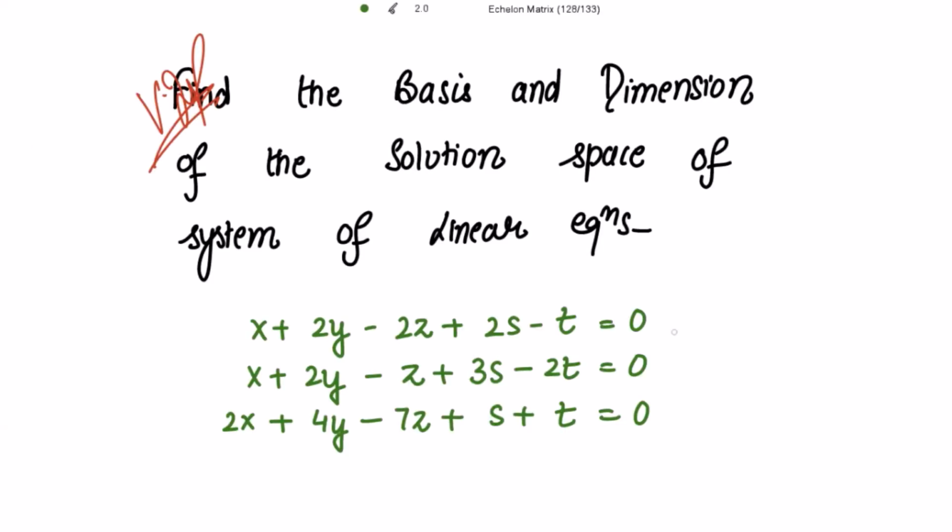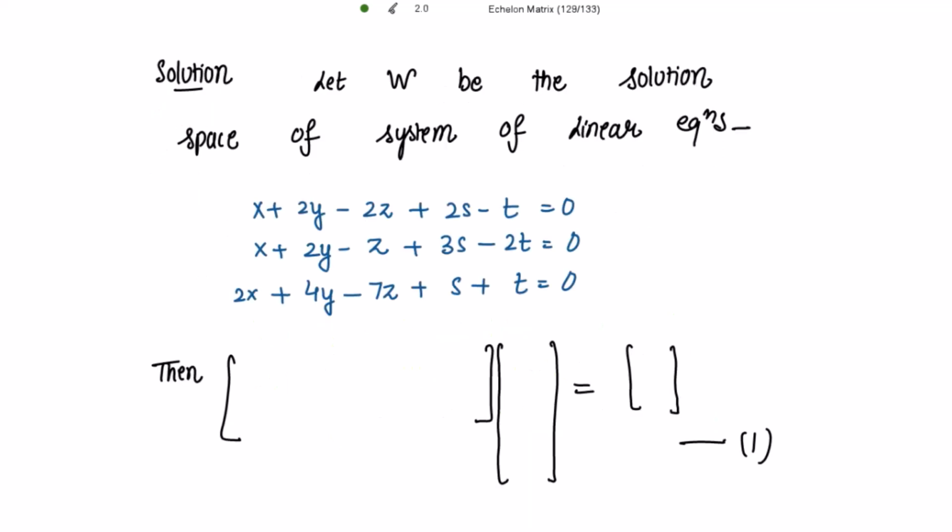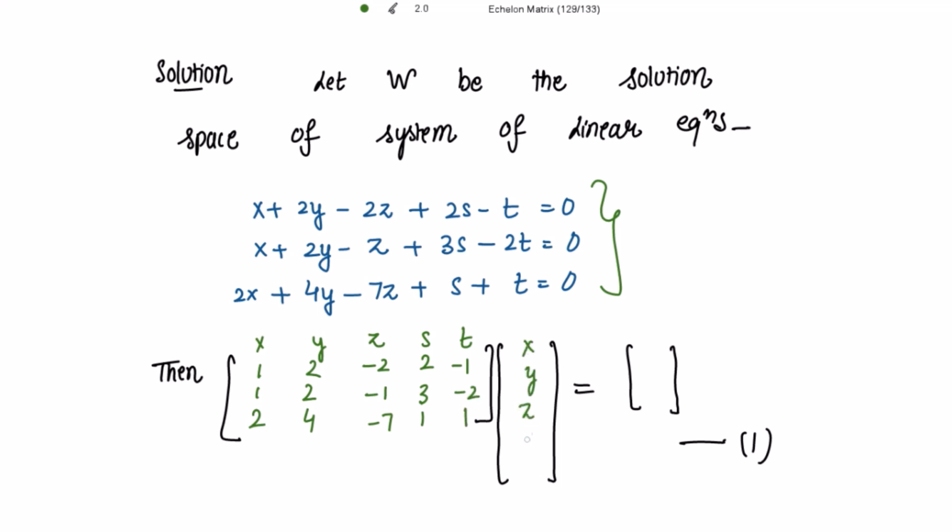Represent the dimension of the solution space of these linear equations. So let W be the solution space of the system of these linear equations, which can be further written as, then just write the coefficient of x, y, z, s, t over here. So this is 1, 1, 2, then 2, 2, 4, then -2, -1, -7, and then 2, 3, 1, and -1, -2, 1. Writing here x, y, z, s, t, and here 0, 0, 0.